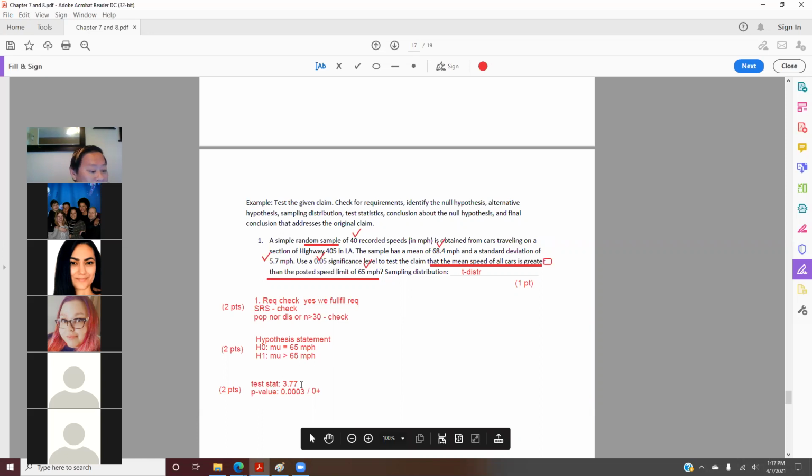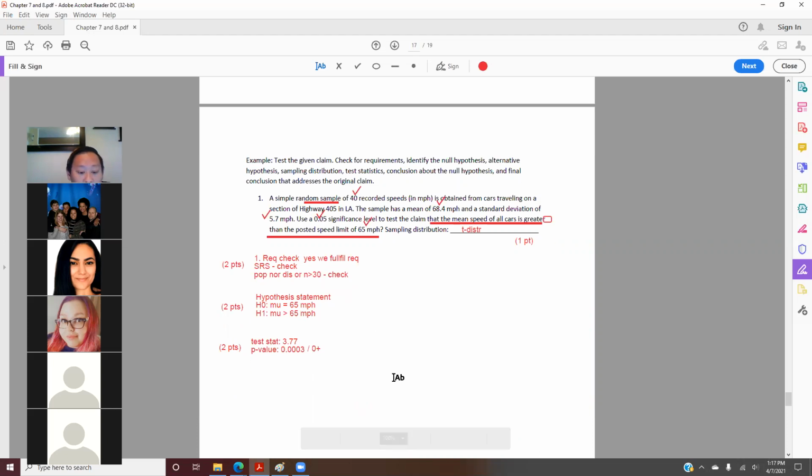Someone asked what the 0 plus is for. 0 plus is the same thing as 0.0003. It means it's a very small number that is very close to 0. Do we have to add that on the test? No. If your number is very, very small, either give me 0.0003 or 0 plus. They are the same thing.